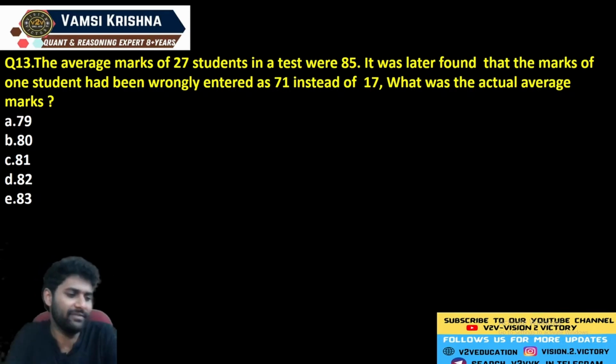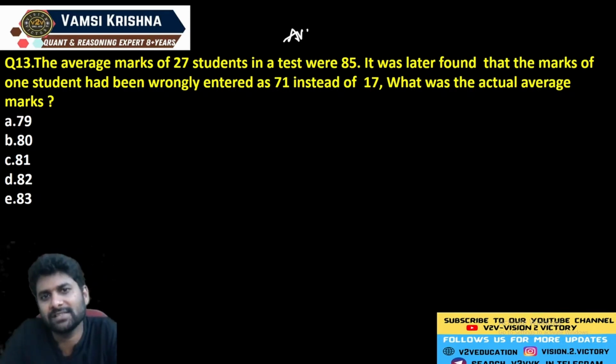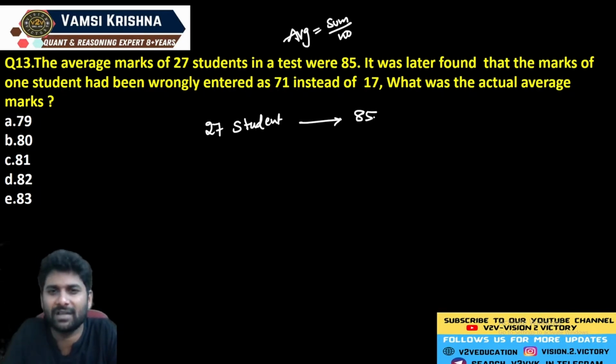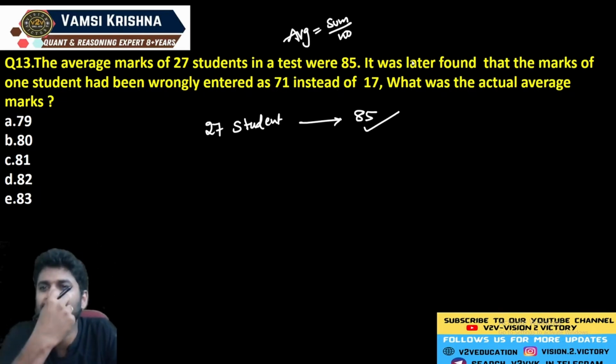Now see the question from average, and you already know that average is equal to sum divided by number of items. Now see, the average marks of 27 students in a test was 85. Guys, this is the average. Next one, see, it was found that the marks of one student had been wrongly entered as 71 instead of 17. Guys, they entered 71. It's a wrong score.